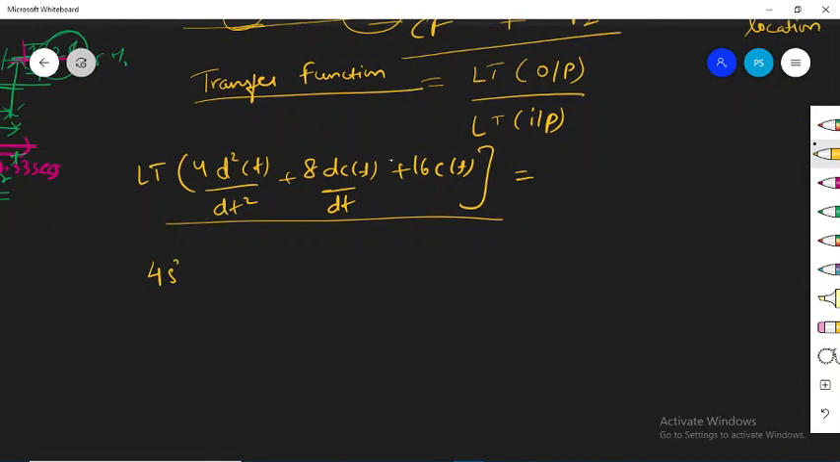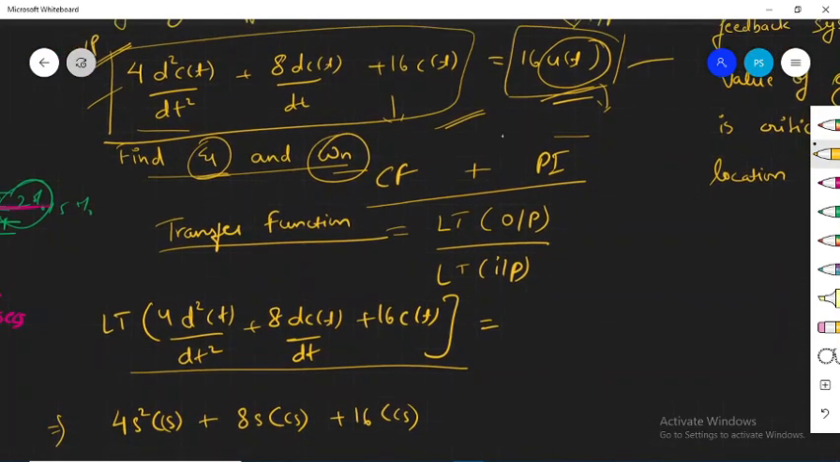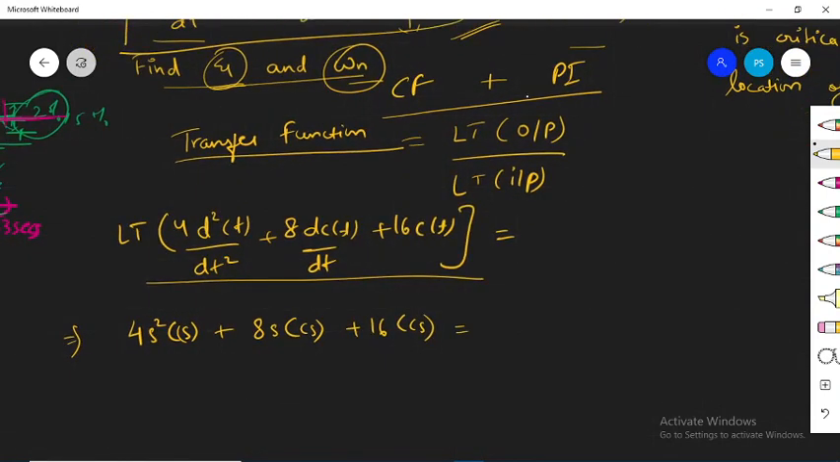This will become 4s square C(s) plus 8s C(s) plus 16 C(s). This is the Laplace of the left hand side of the function that you have. Similarly, you have to find out the Laplace of the input as well. So Laplace of the input is given as 16 times u(t). u(t)'s Laplace transform is 1 by s. It will become 16 divided by s.